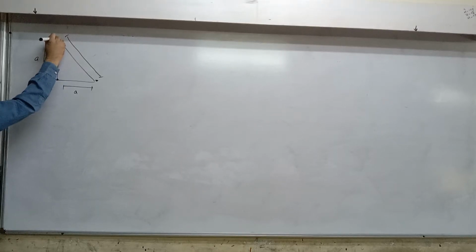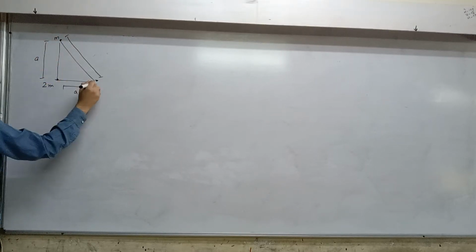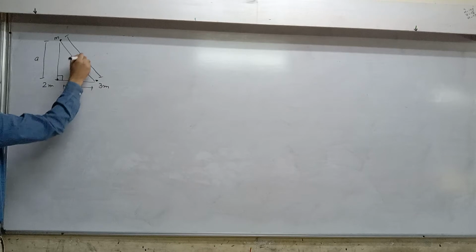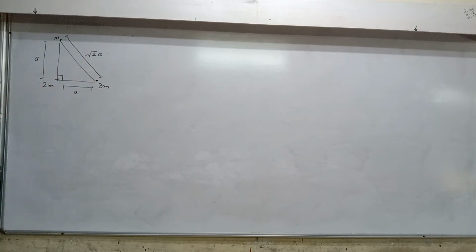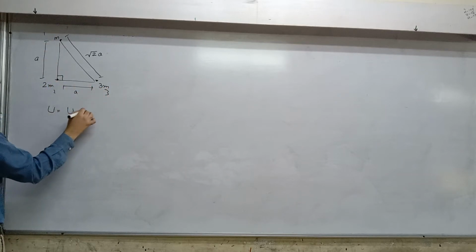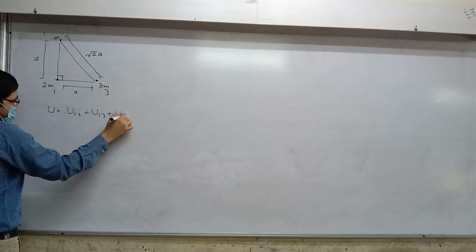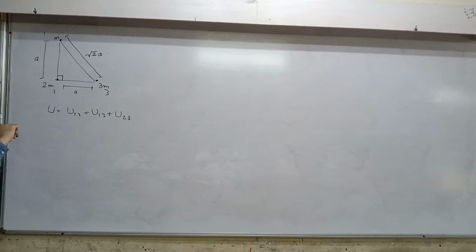Mass m here, 2m here, and 3m here. And this distance, the hypotenuse, will be root 2. That's okay, right? Now, once we get this, U equal to U12, U13 plus U23. Okay, this is what hopefully everyone has done.